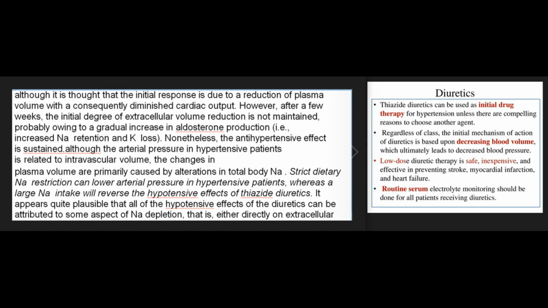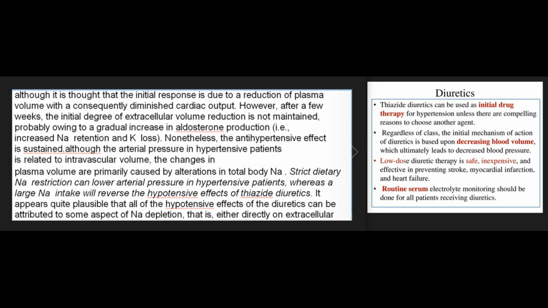Nonetheless, the antihypertensive effect is sustained. Although the arterial pressure in hypertensive patients is related to intravascular volume, the changes in plasma volume are primarily caused by alterations in total body Na. Strict dietary Na restriction can lower arterial pressure in hypertensive patients, whereas a large Na intake will reverse the hypotensive effects of thiazide diuretics.